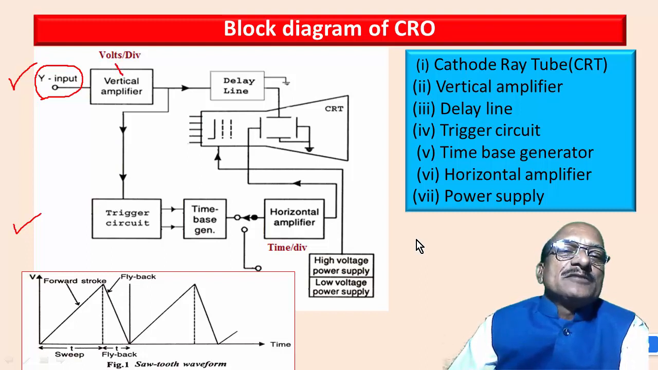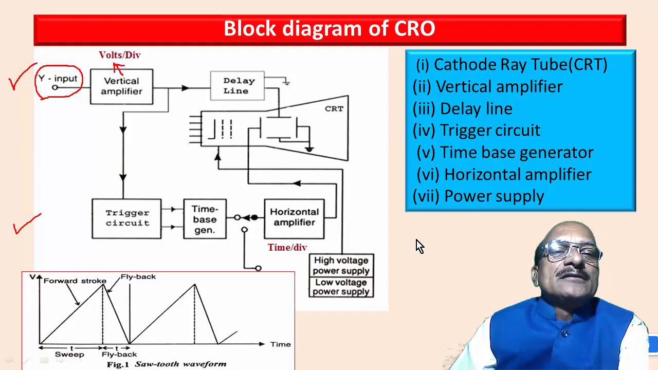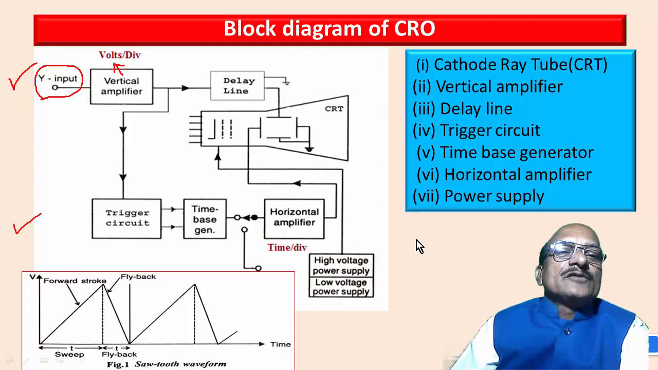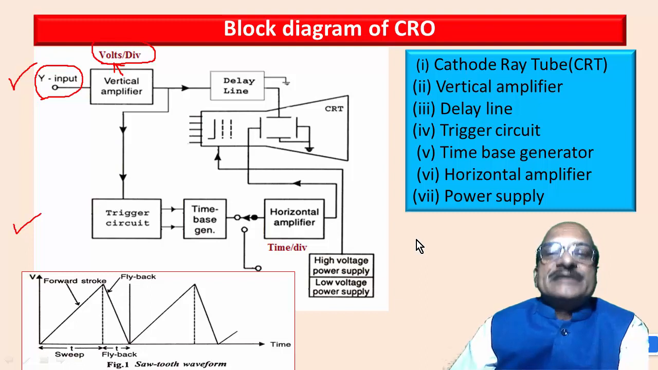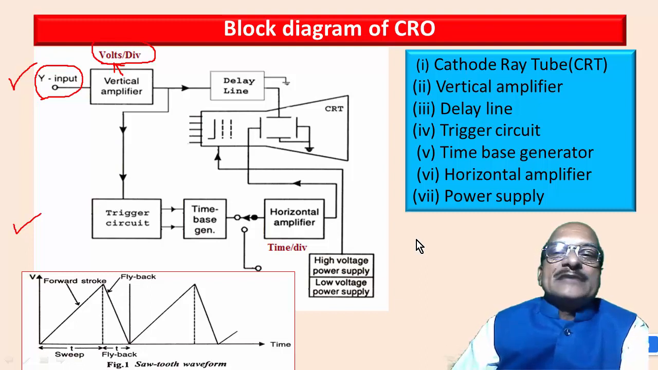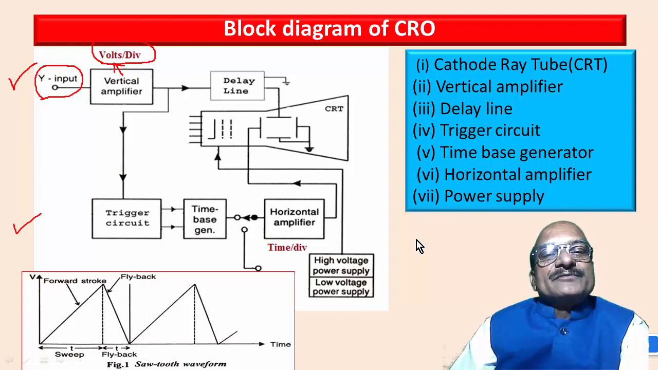This is possible with the help of the front panel control marked volts per division. On the front panel of the CRO, one button is provided and it is marked as volts per division. By rotating this button, we can either increase or decrease the amplitude of the input signal. Then this amplified input signal goes to the delay line.